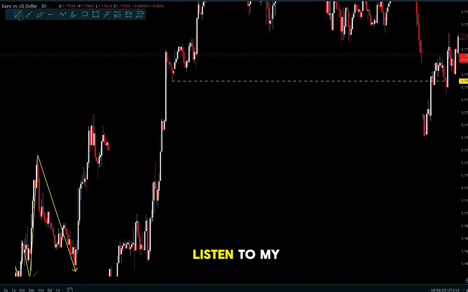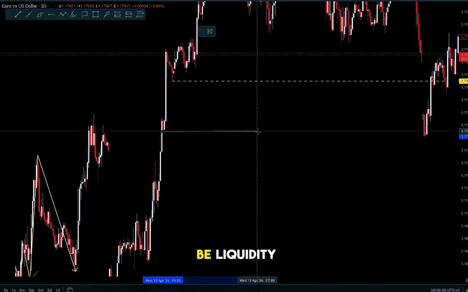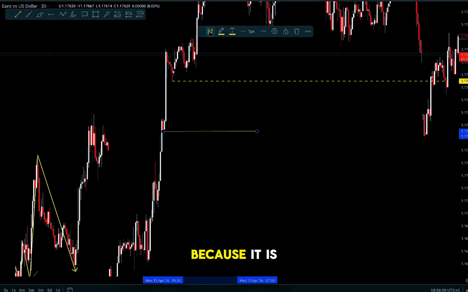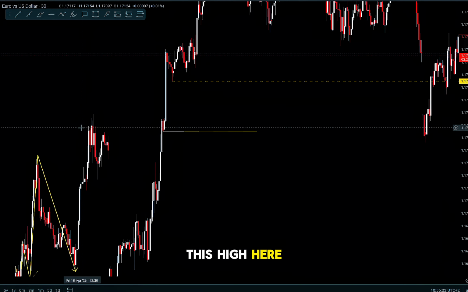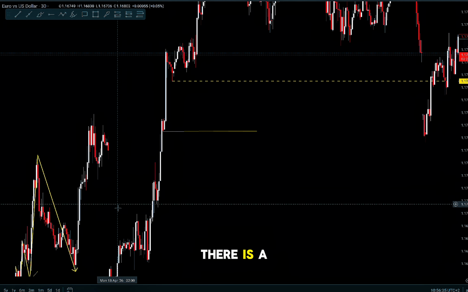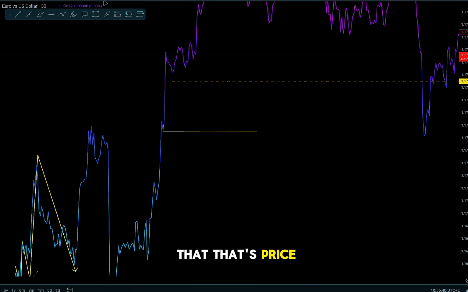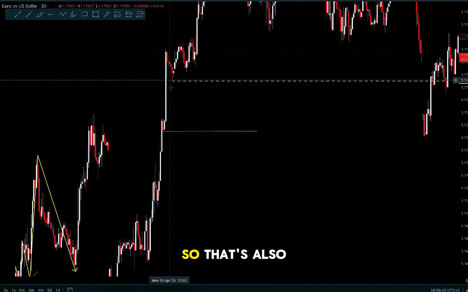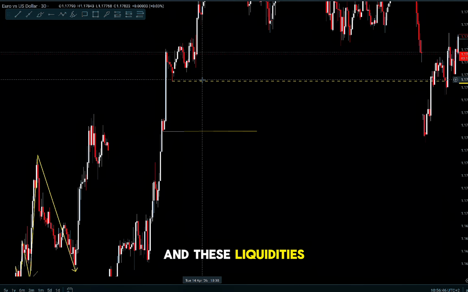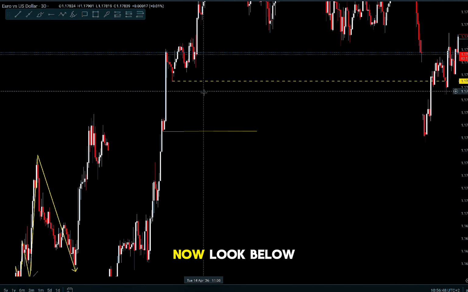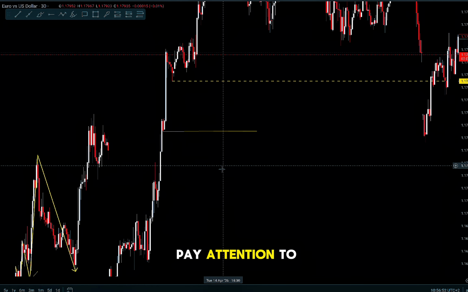Also, if you have listened to my videos before, you can see that this small thing here is going to be liquidity because it is the one that has been able to break this high here. This is a major high. There is a gap here we don't see, but in the line chart you can see that's the weekend. So that's also liquidity, and these liquidities are going to be telling you now, look below me. There is something you need to pay attention to.